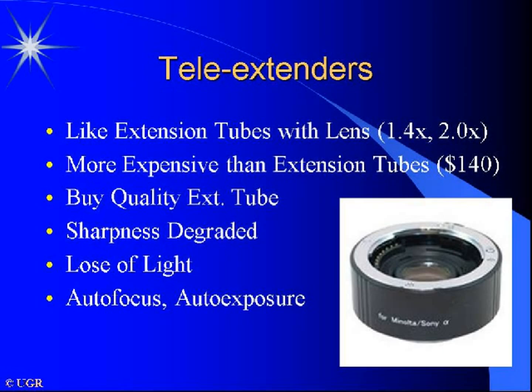Sharpness will be degraded because of the extra glass, and yes, you will lose light because of the distance put between your camera and your lens. And in most cases, you're going to lose the autofocus and auto exposure features of your lens. But you can get quite close up with teleextenders. Some companies will put out a zoom or short telephoto lens and a teleextender to go with it, which doubles the magnification of that lens. And they are matched and would make an excellent setup for doing close-up photography.